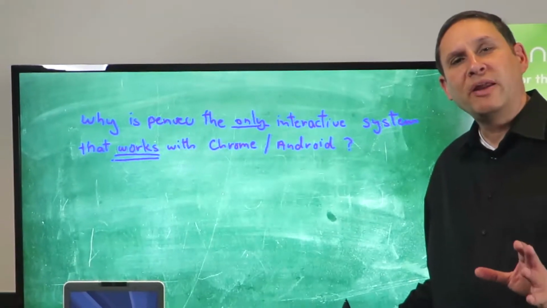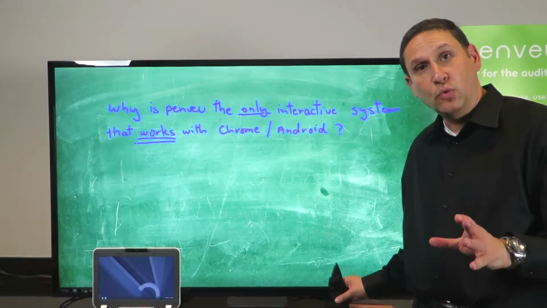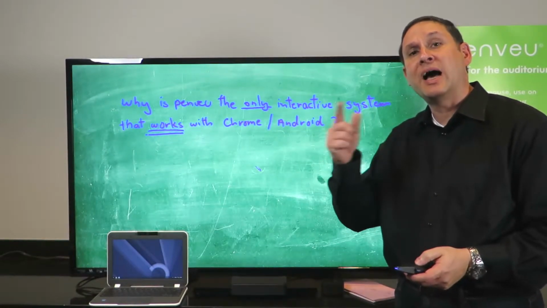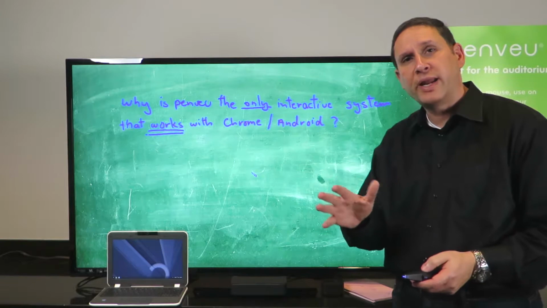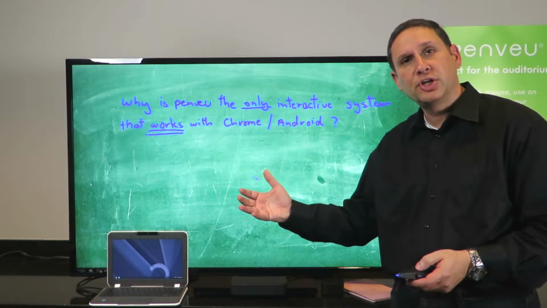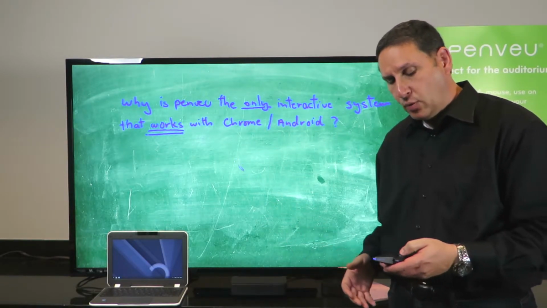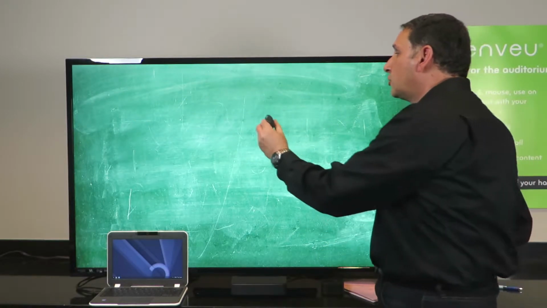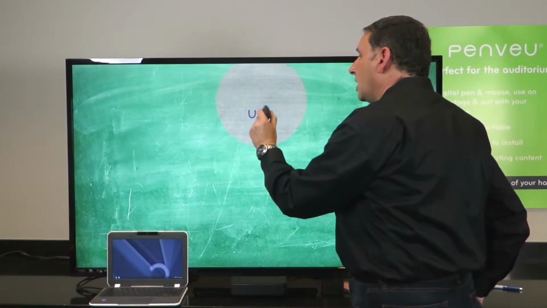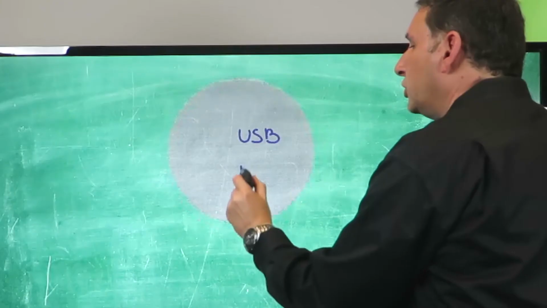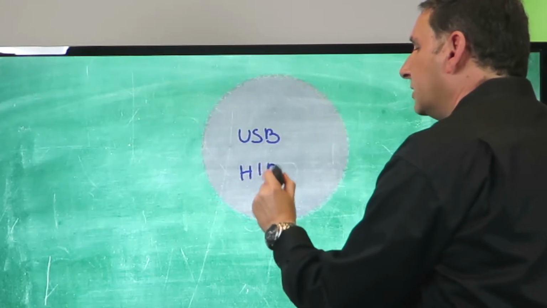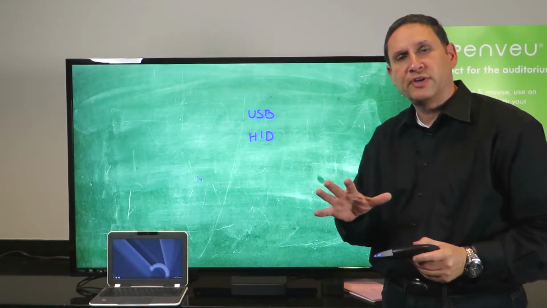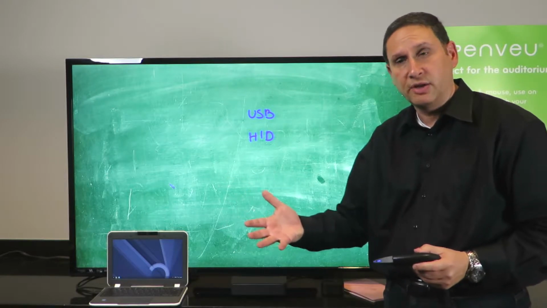Let me talk about why Penveu is the only interactive system that will work with Chrome or Android devices. In order to explain why the others will not work, I have to explain how they communicate their positioning information to the computer. The way we communicate position information to the computer is through the USB cable with a device driver that's called Human Interface Device Driver. There are two methods supported by the USB specification to convey that positioning information.